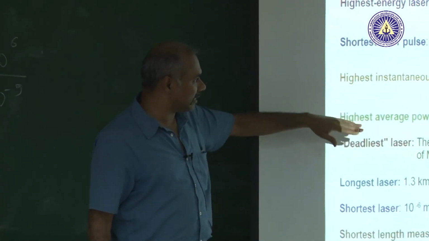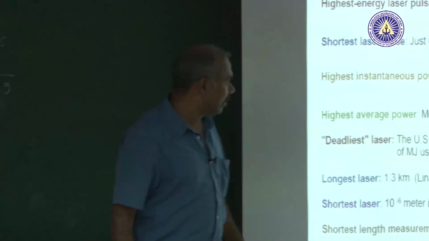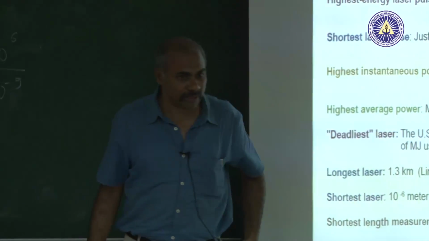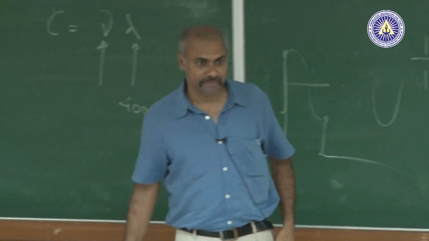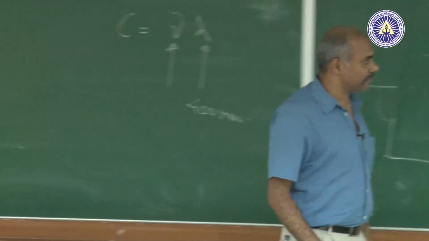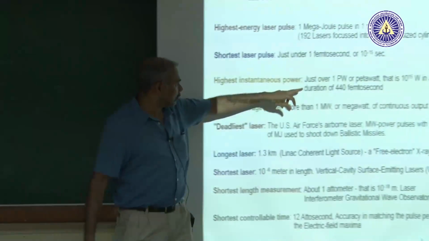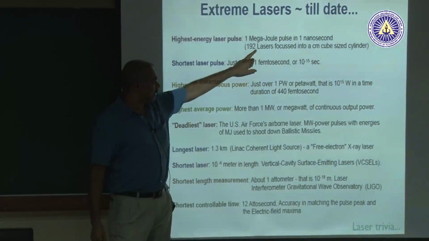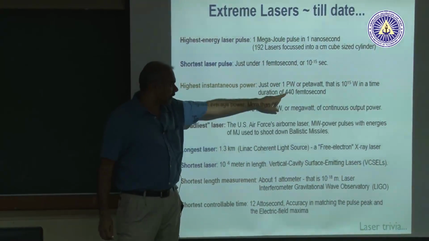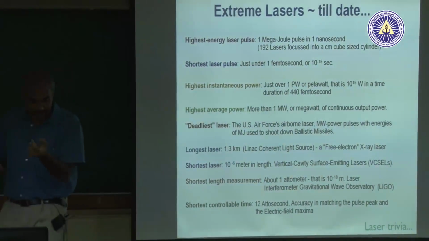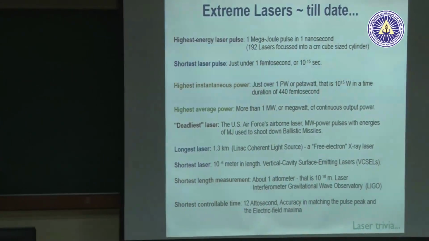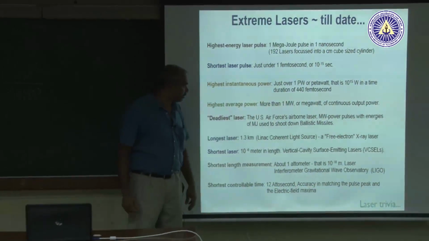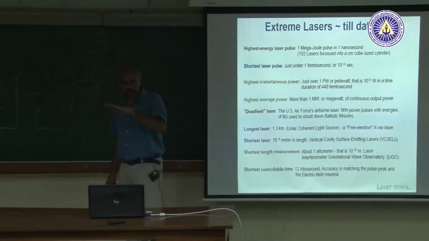The highest instantaneous power, okay, what is a petawatt? 10 to the power of 15. Okay, that's the kind of power. So you can do better than this. This is just in a nanosecond, but you can bring it down to 440 femtoseconds. Compress it even more, you can get a little more. So that's typical. Highest average power is more than a megawatt of continuous power.